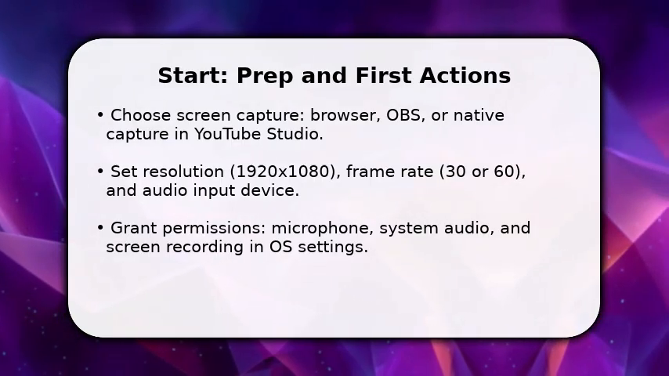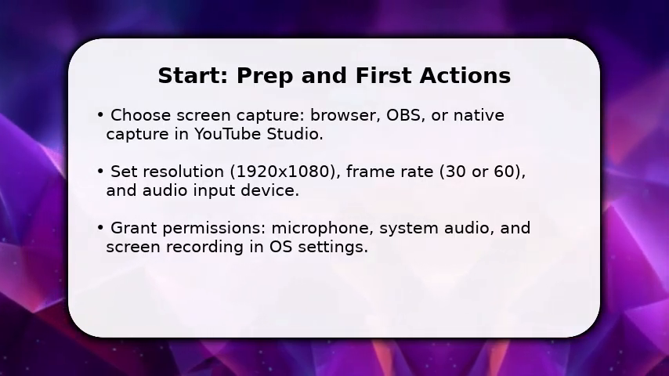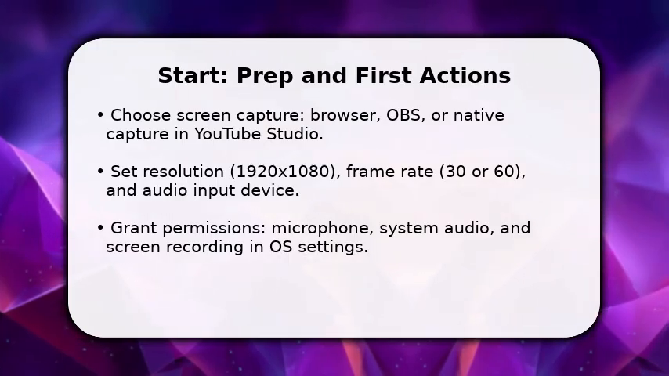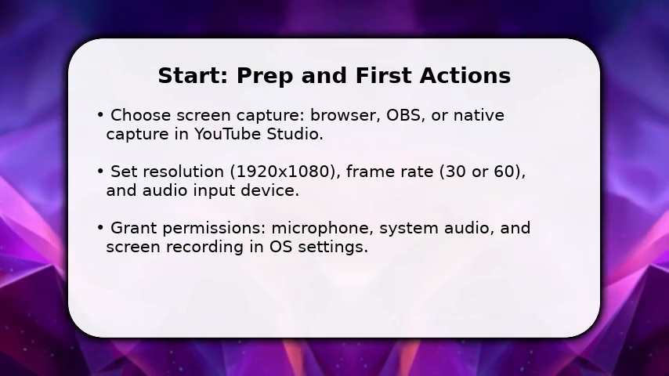Next, pick your microphone and enable system audio so viewers hear everything. Once done, do a quick 10-second test recording to confirm video and audio appear together. Fix permissions immediately if they don't.